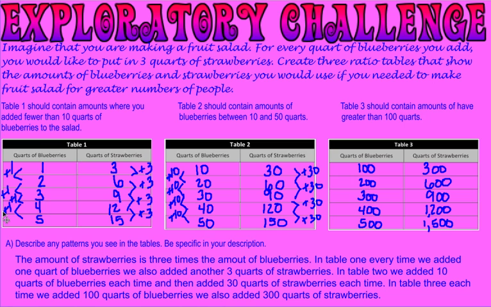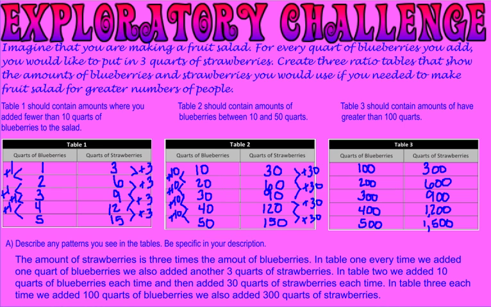Now, that doesn't mean I have to add the same thing to both sides. What that means is I have to add the same thing consistently. So every time I add 1 quart of blueberries, I have to add another 3 quarts of strawberries, because that's what the ratio is, 1 to 3. If I were to add 1 quart of blueberries and then 1 quart of strawberries, my ratio would be off. It would be 1 to 2 instead of 1 to 3.